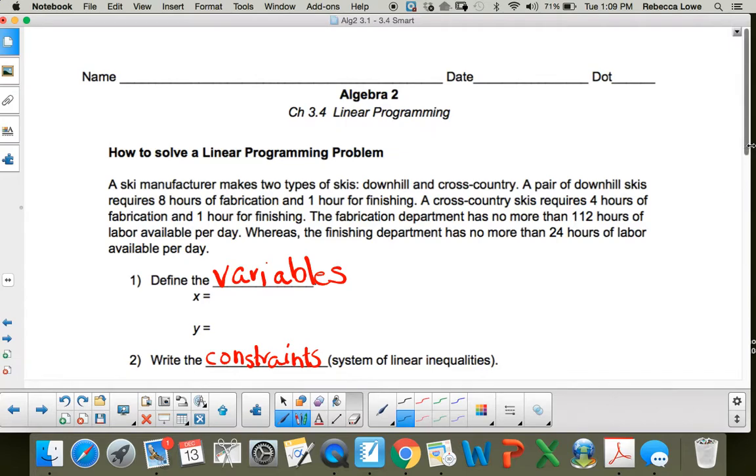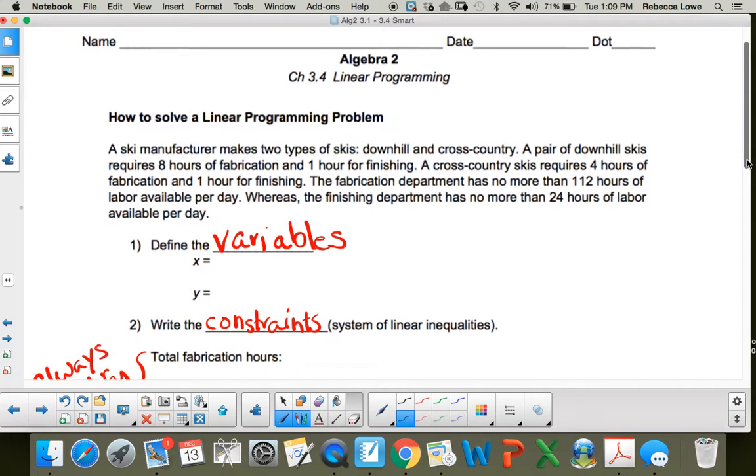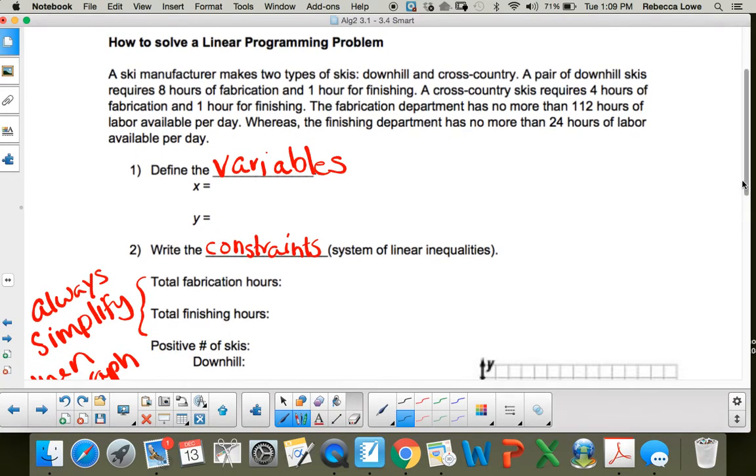So a ski manufacturer makes two types of skis, downhill and cross country. Clearly those are going to be our variables. A pair of downhill skis requires 8 hours of fabrication and 1 hour of finishing. A pair of cross-country skis requires 4 hours of fabrication and 1 hour of finishing. The fabrication department has no more than 112 hours of labor available per day, whereas the finishing department has no more than 24 hours of labor available per day. It sounds complicated, but it's not.